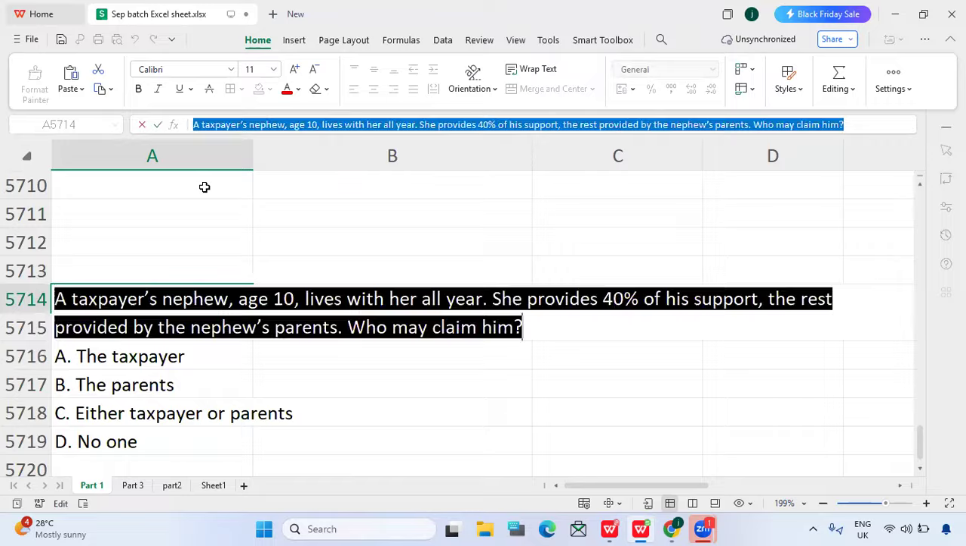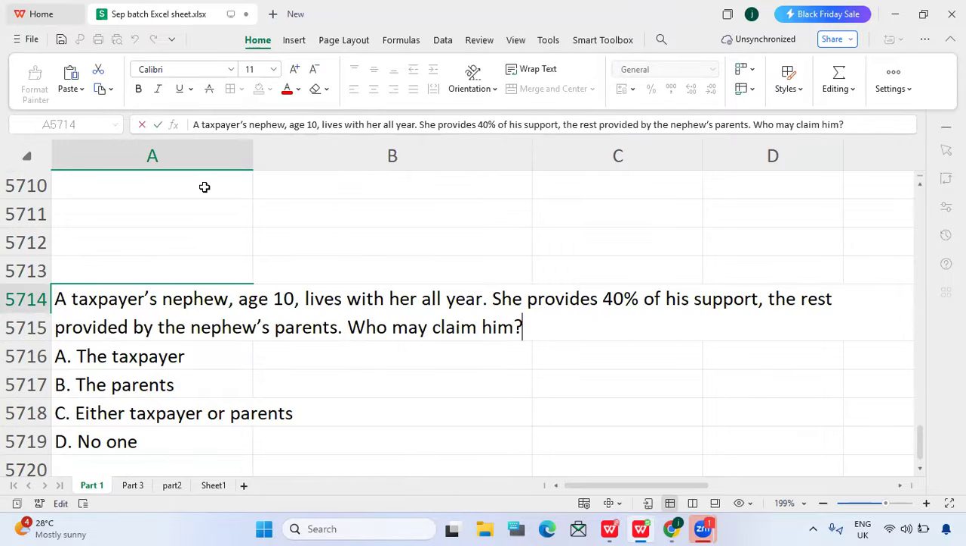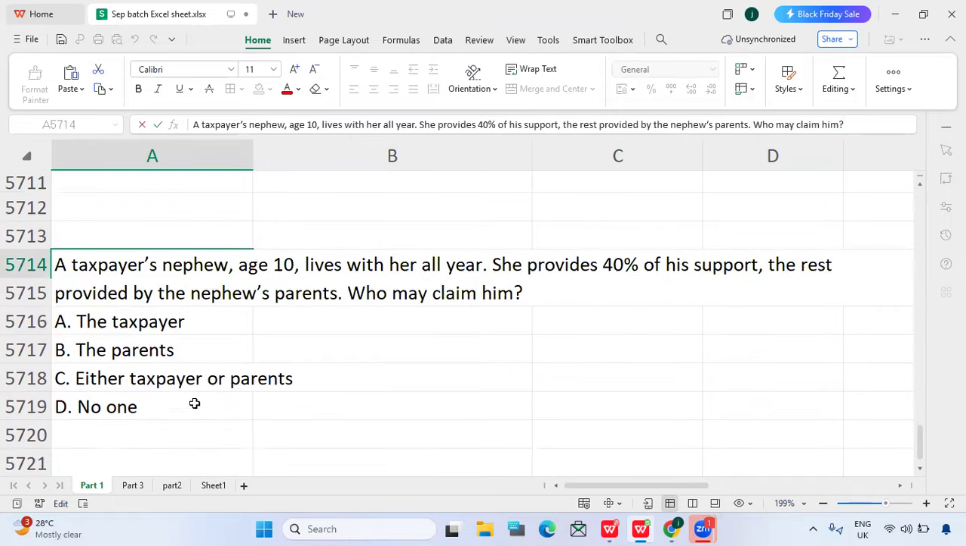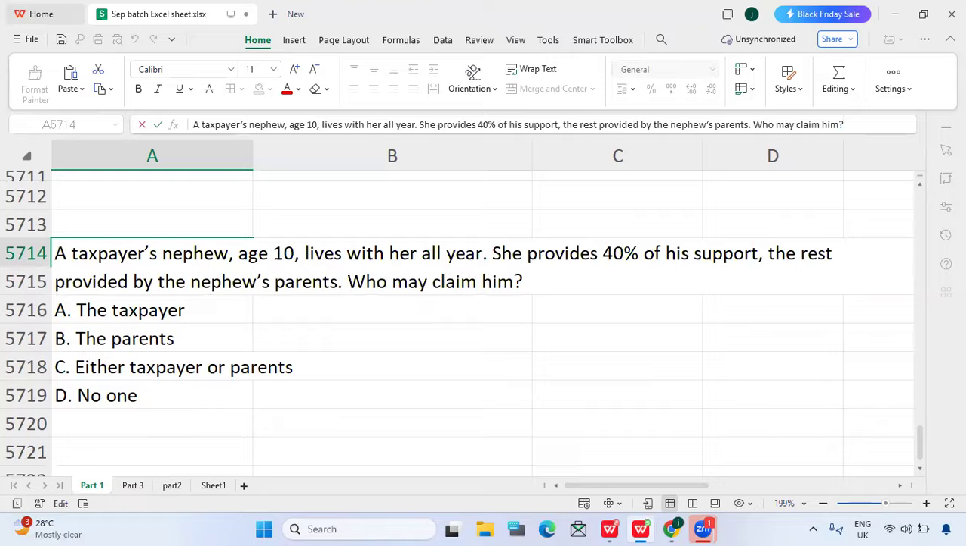Next question. Taxpayer's nephew, age 10 years, lives with her all the year. She provides 40% of support. Any nephew parents who can claim? Who can claim, guys, in this case? The parents, or think and let me know again. Parents.